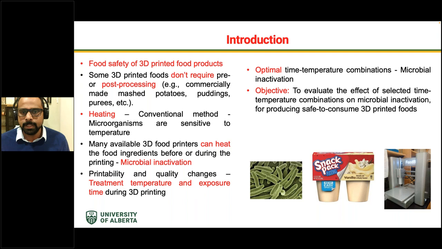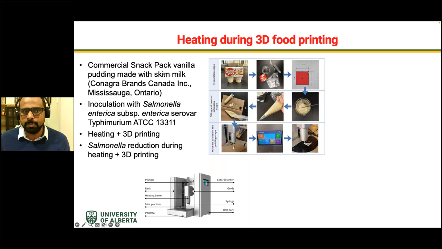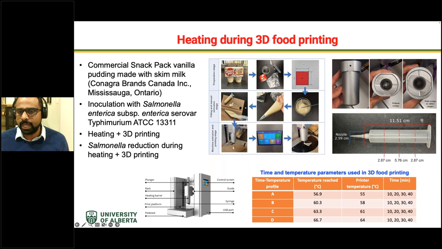For this work, we used commercially available snack pack pudding that was available in the market. We inoculated the product with Salmonella, and then we 3D printed it, so the Salmonella was exposed during the heated printing process. This is the 3D printer, this is the printing barrel, and in the barrel there is a heater, and the product is inside.